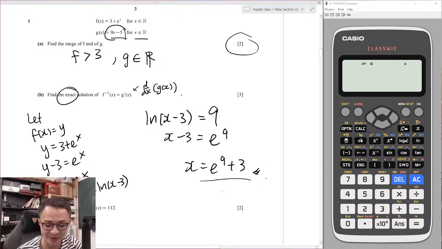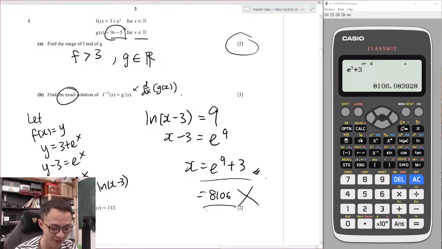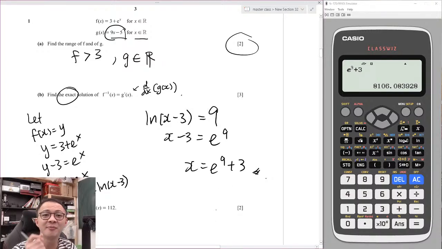This is what we call the exact form. A lot of you will try to use a calculator, do e power of 9 and so on. That one is not the exact form. If you write, say, 8106, then you get it wrong, because this is not the exact form. For the exact form, you must leave it as e power of 9 plus 3. Alright.